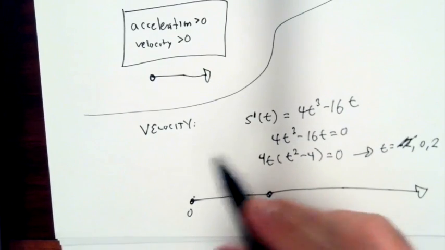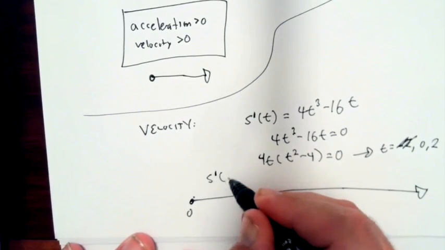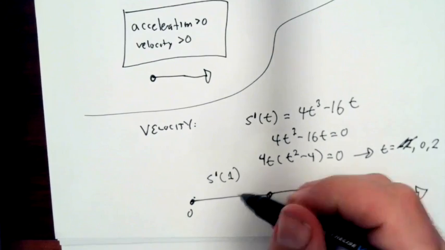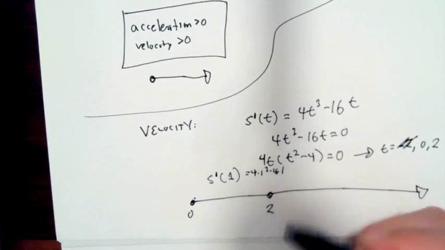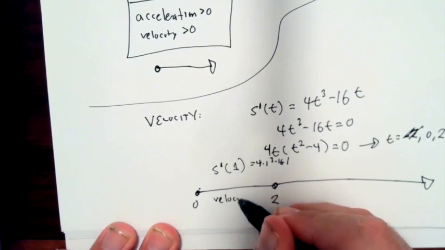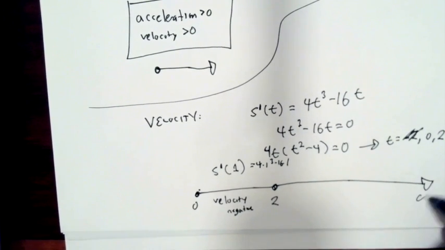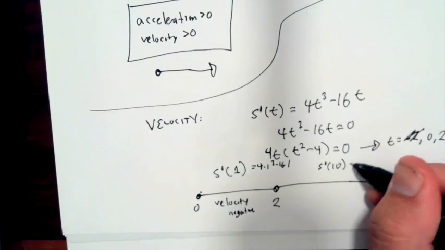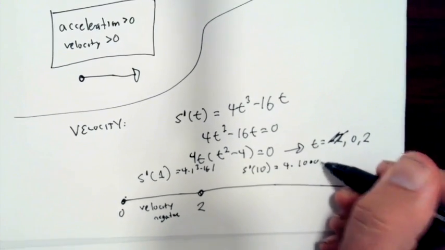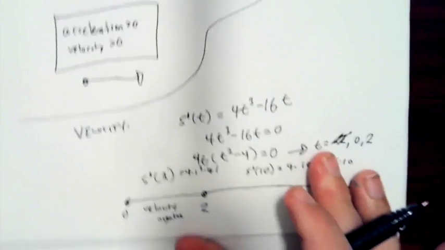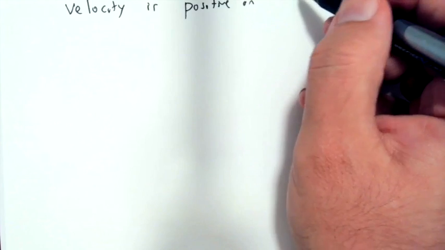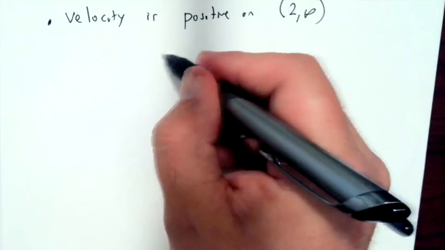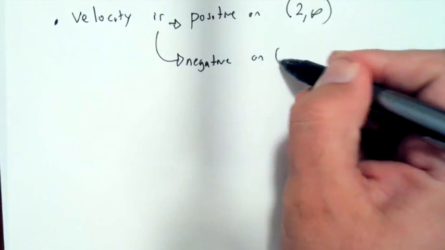And I can ask what the sign of the velocity is by plugging in a representative point. Here I'm going to pick 1, between 0 and 2. So s prime of 1 would be 4 times 1 cubed minus 16 times 1, so the velocity would be negative here. Then from 2 to infinity, I'll test s prime of 10, which gives 4 times 1000 minus 16 times 10, which is certainly positive. So here the velocity would be positive. I'm going to copy that information over because I need it. So I know that the velocity is positive on 2 to infinity and negative on 0 to 2.